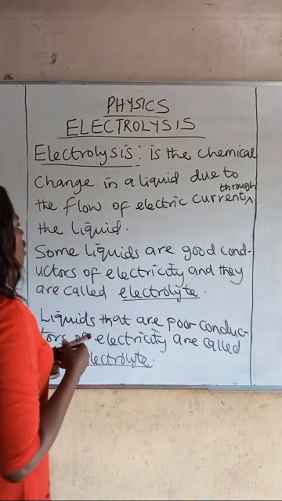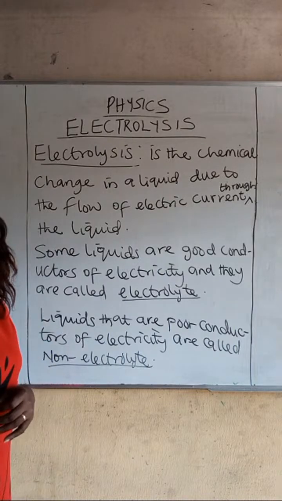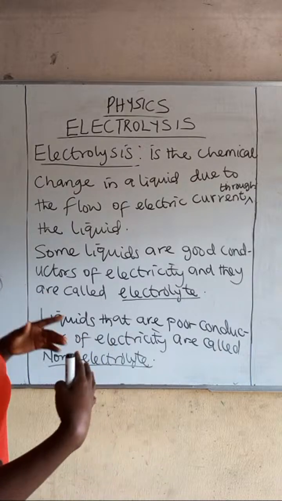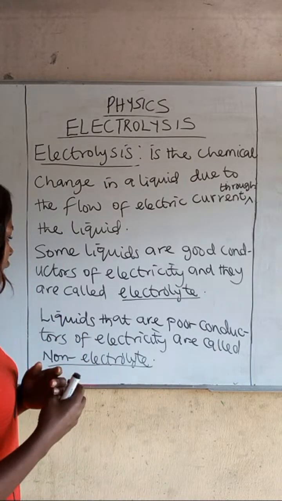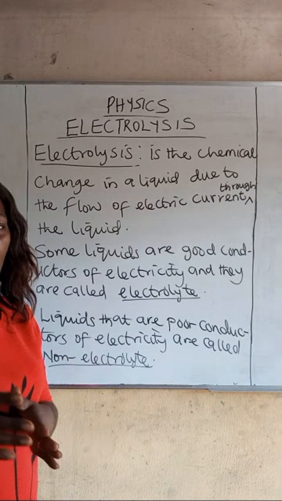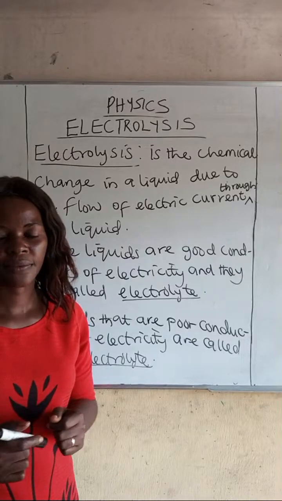Through the flow of electric current through the liquid. Some liquids are good conductors of electricity and they are classified under electrolytes, while liquids that are poor conductors of electricity are classified under non-electrolytes. So I'm going to look at the parameters or terms used in electrolysis.